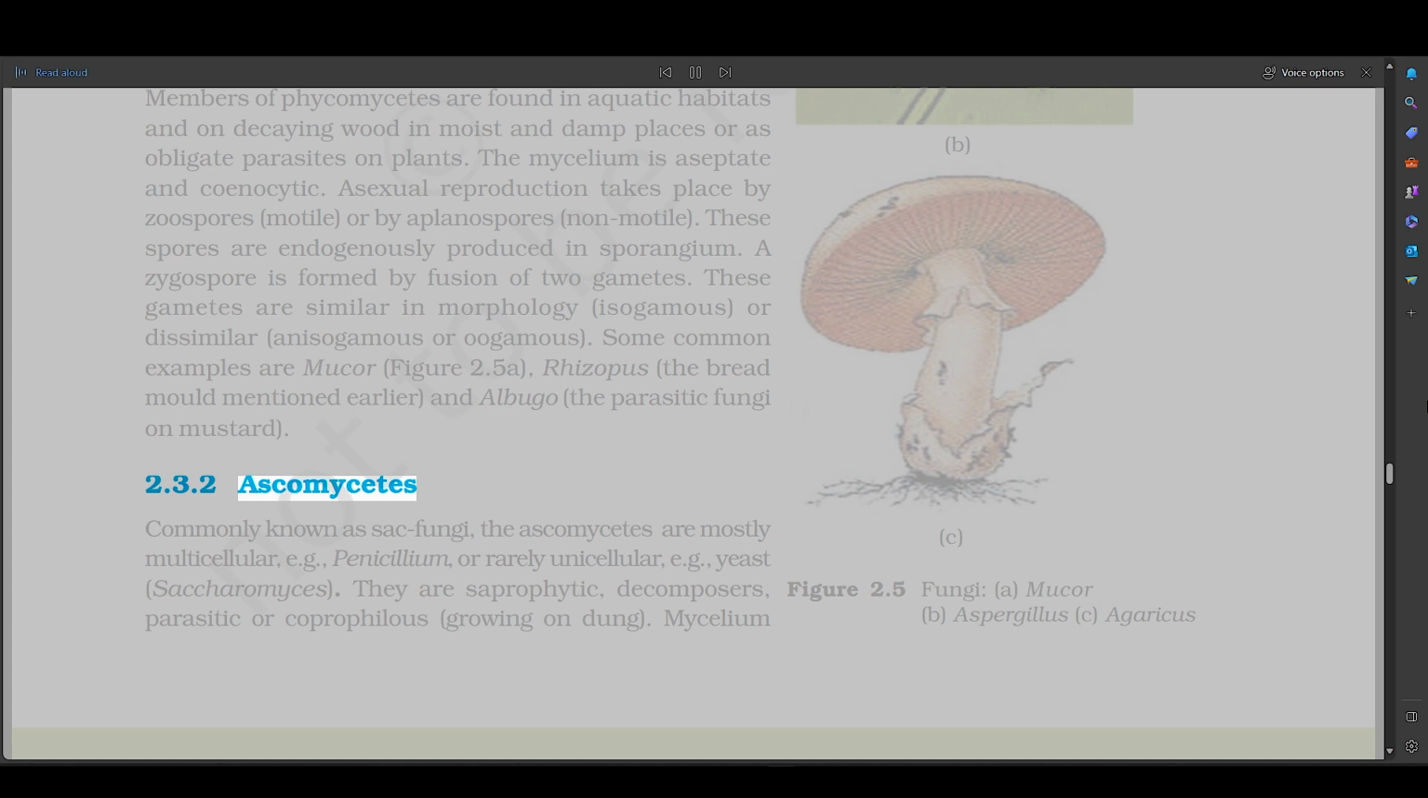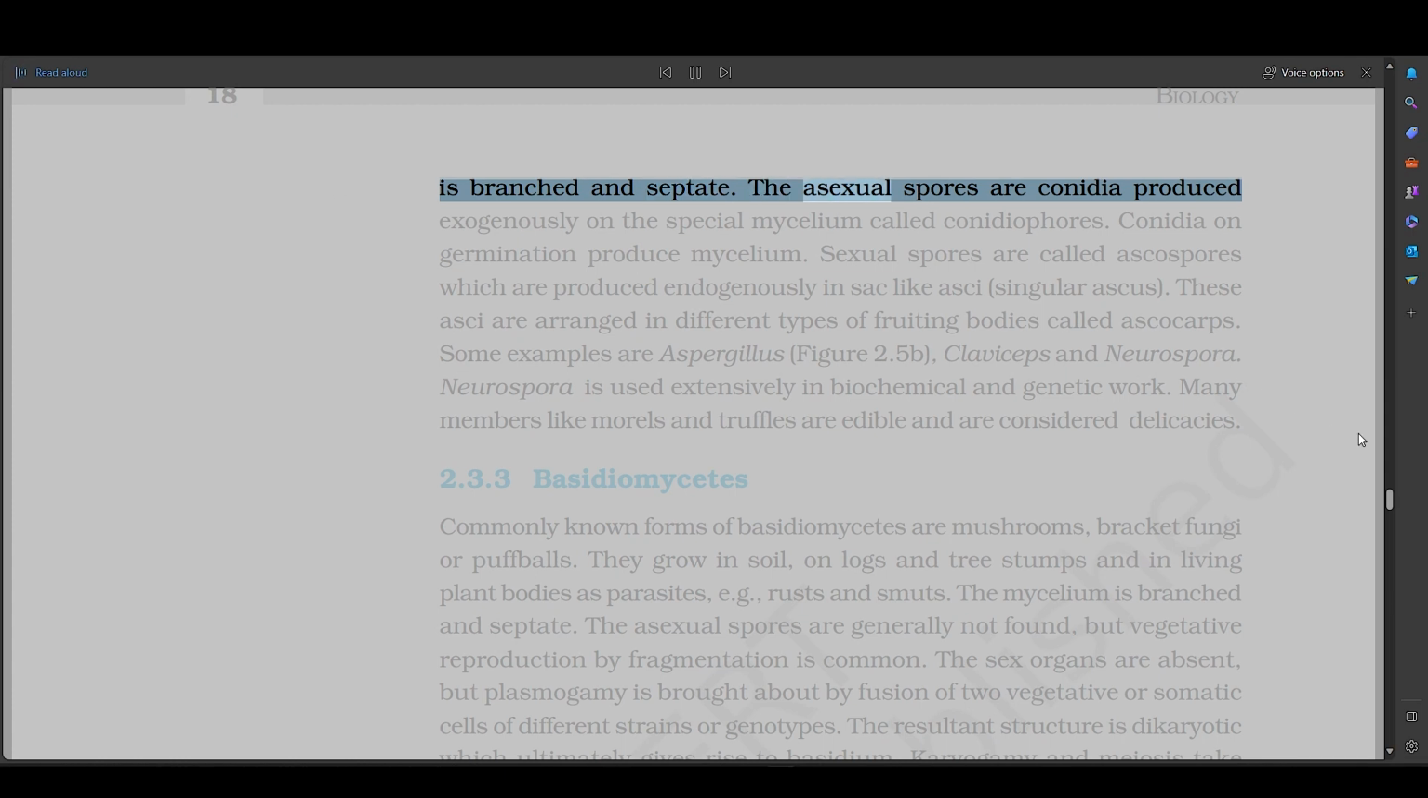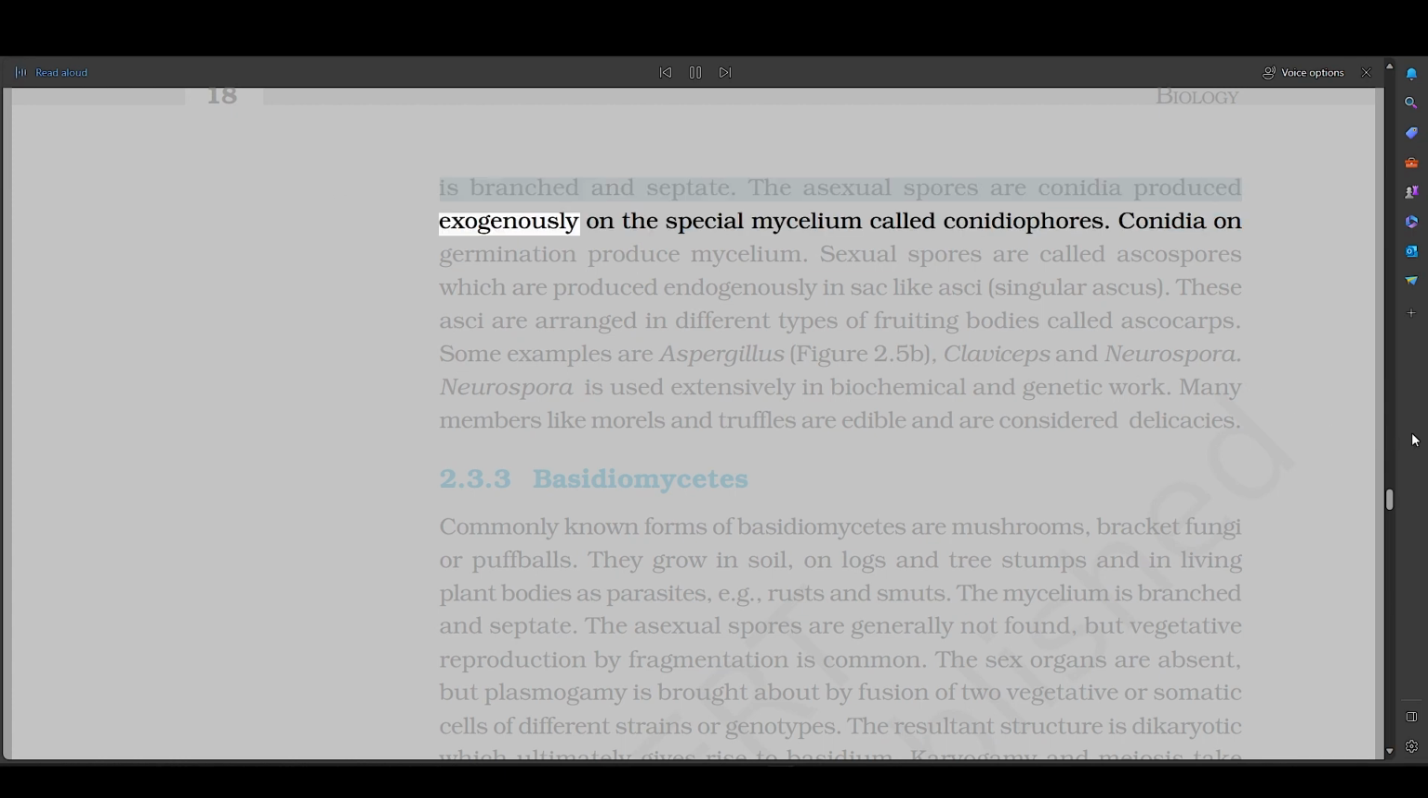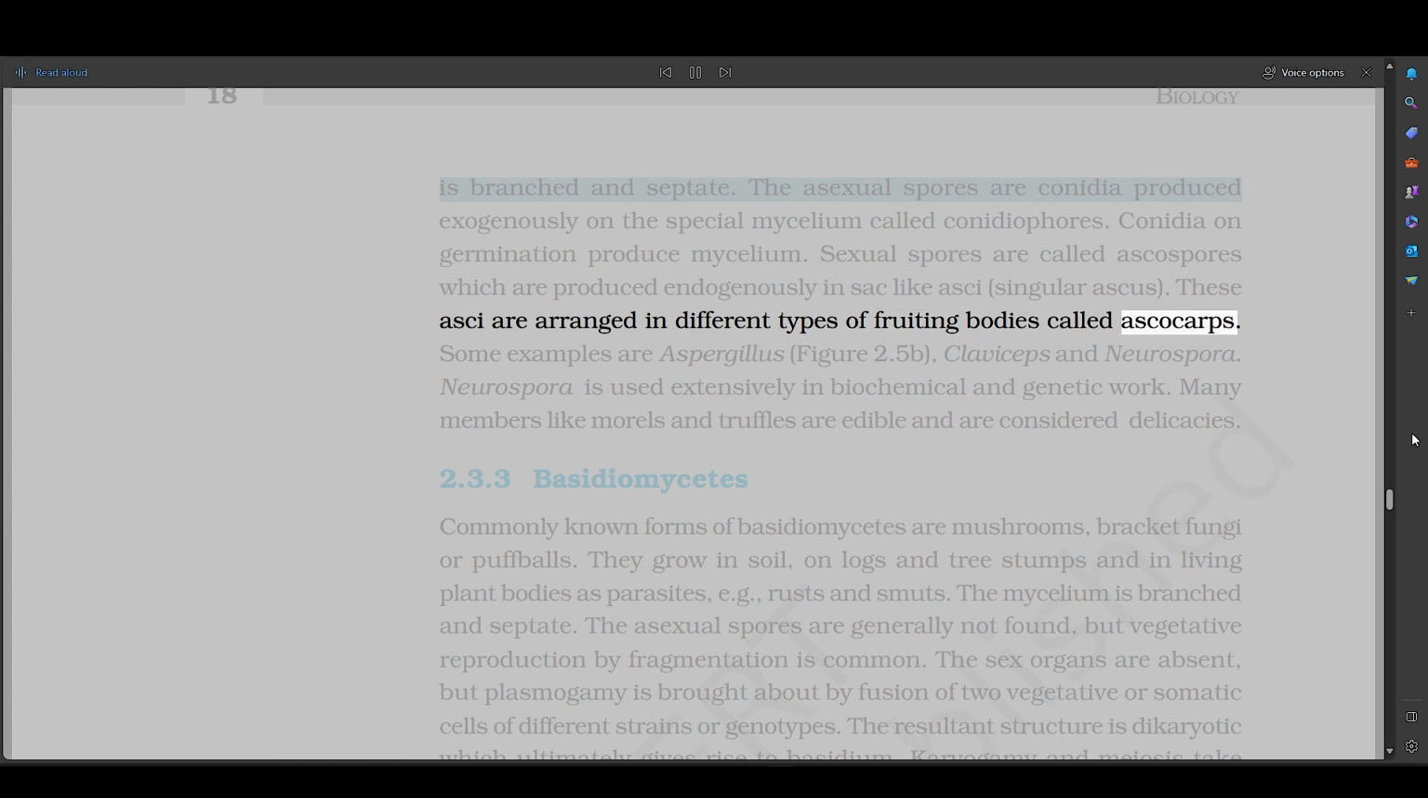2.3.2 Ascomycetes. Commonly known as sac fungi, the Ascomycetes are mostly multicellular, e.g., Penicillium, or rarely unicellular, e.g., yeast, Saccharomyces. They are saprophytic, decomposers, parasitic or coprophilous, growing on dung. Mycelium is branched and septate. The asexual spores are conidia produced exogenously on the special mycelium called conidiophores. Conidia on germination produce mycelium. Sexual spores are called ascospores, which are produced endogenously in sac-like asci, singular ascus. These asci are arranged in different types of fruiting bodies called ascocarps.